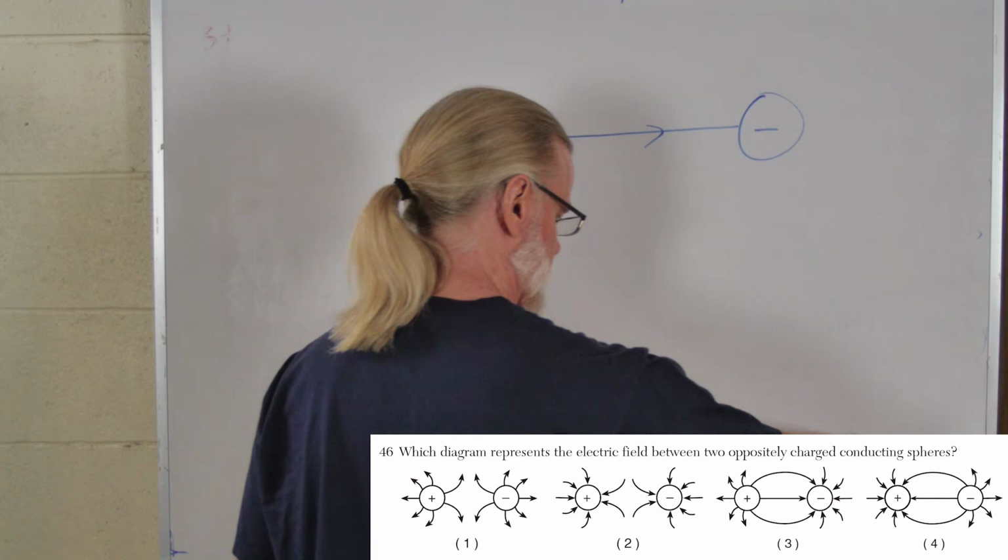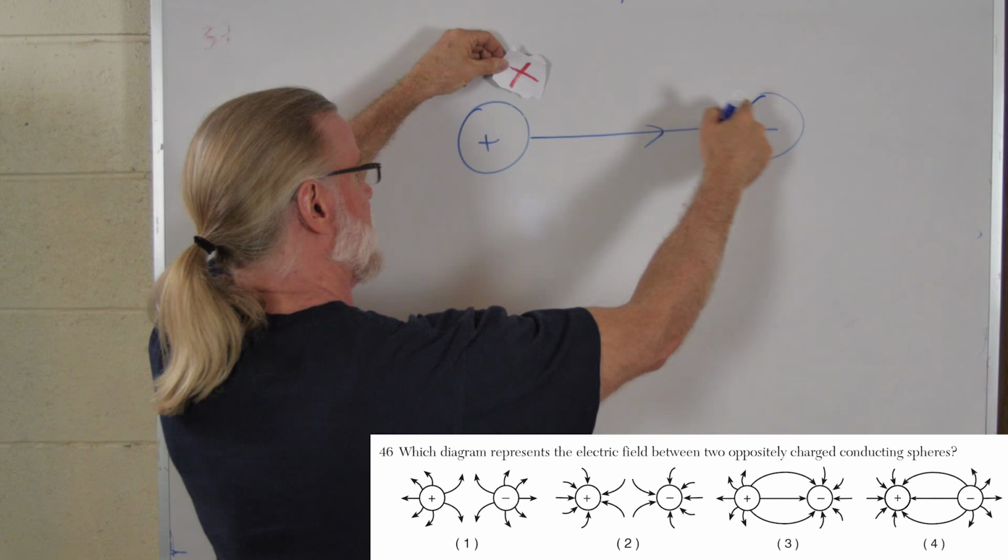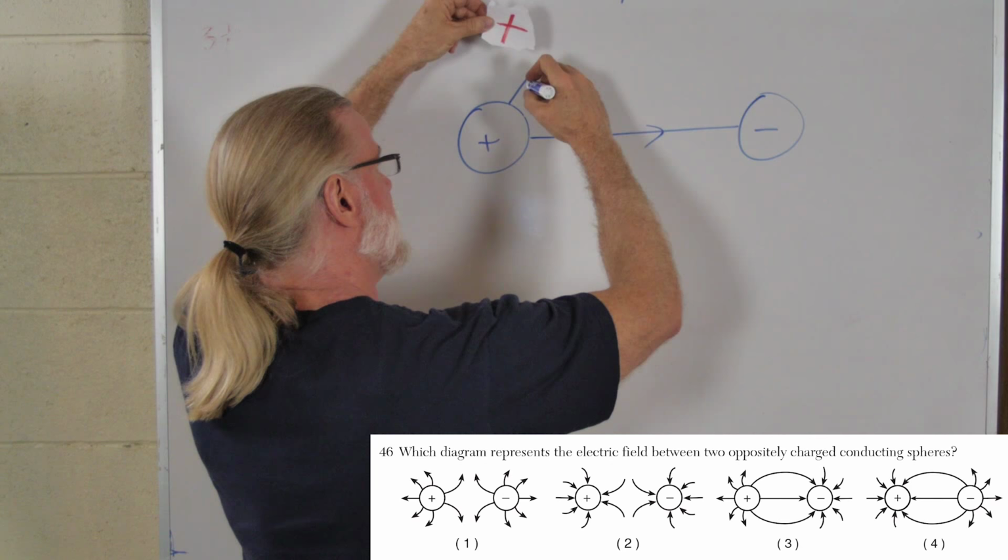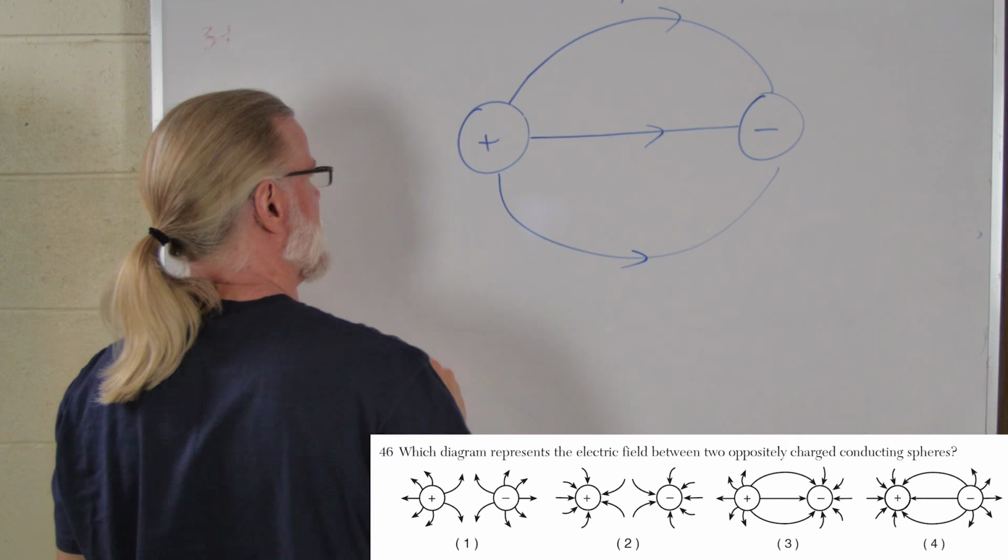But let's think about further. If I put it here, it's initially not going to notice that one. It's going to feel force that way. But then, as it gets farther away and a little closer to this one, it's going to notice that one. It's going to curve around like that. And then we go something like that, and so forth.